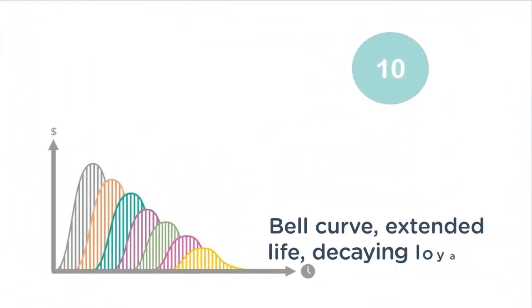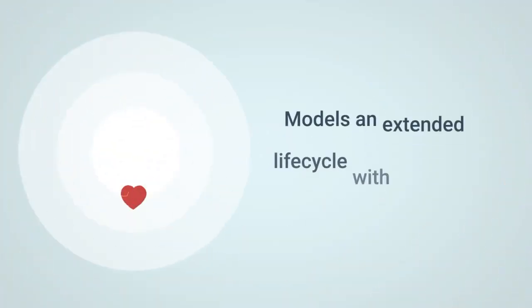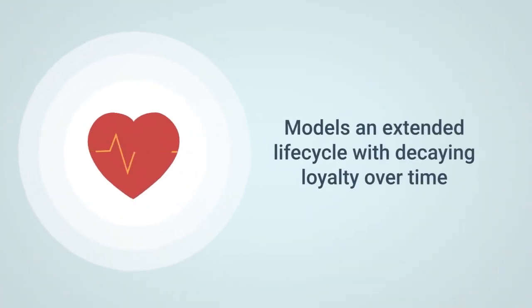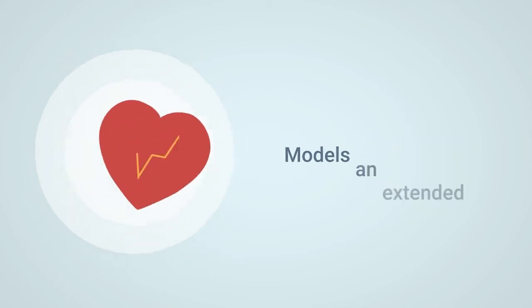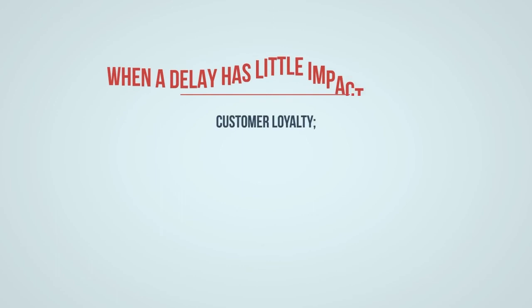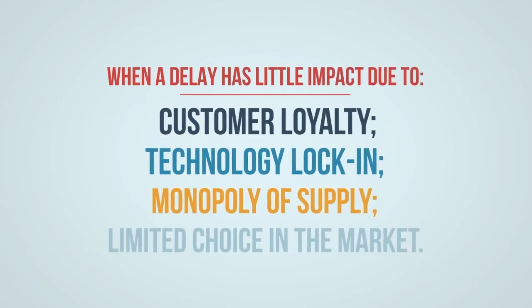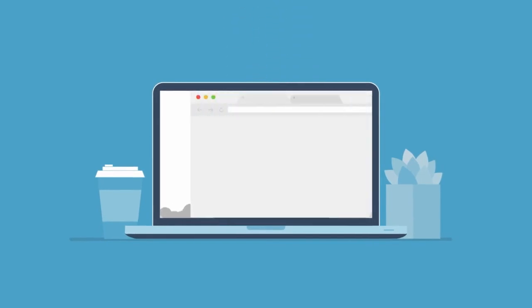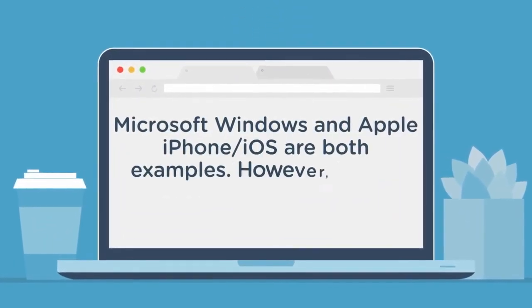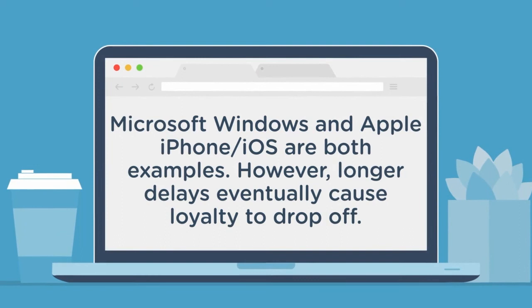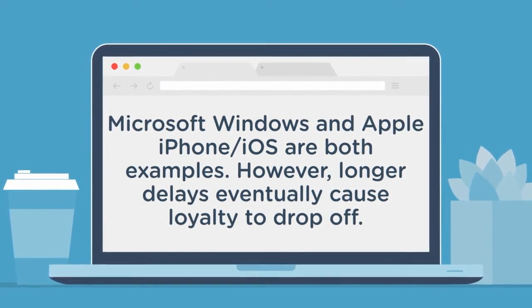Bell curve, extended life, decay and loyalty. This models an extended life with decay and loyalty over time. These are situations where a delay in releasing a product or service beyond the desired date has little impact due to customer loyalty, technology lock-in, monopoly of supply, or limited choice in the market. Microsoft Windows and Apple iPhone iOS are both examples, however longer delays eventually cause loyalty to drop off.